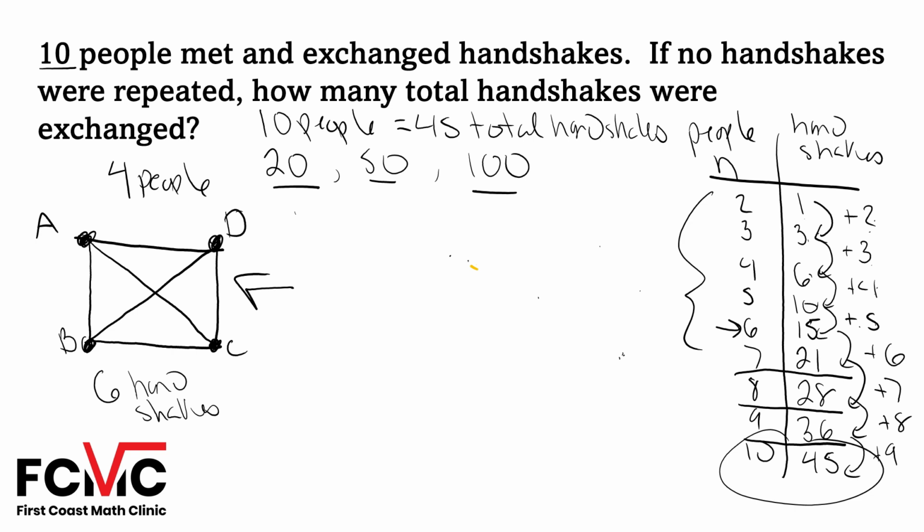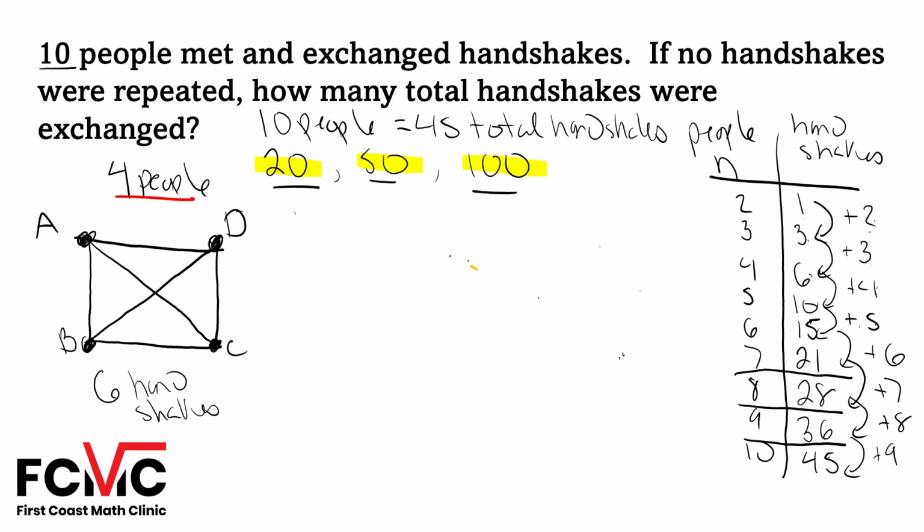It wouldn't be the most efficient method of solving this problem. So let's see if we could figure out another more efficient method and see if maybe we can come up with a formula to help us solve this problem. And then once we do that, we can figure out how many handshakes we're going to have if we have 20 people, 50 people, and then 100 people.